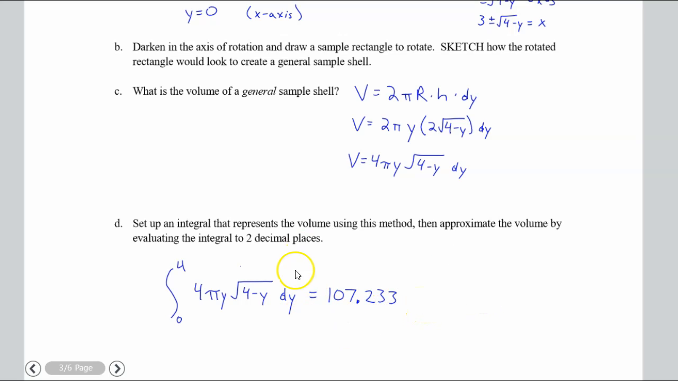These should match the other volumes we found with discs and washers, so if you want to compare those, you can. They should match up, just a different method of doing it.